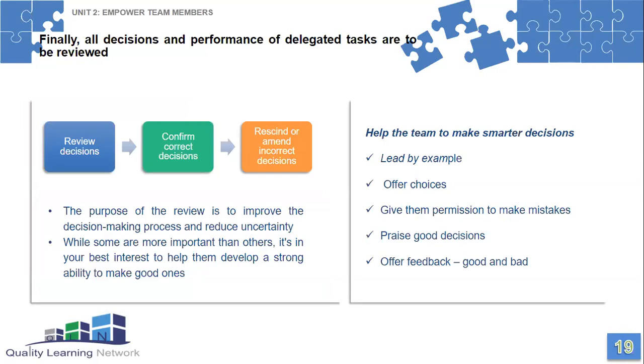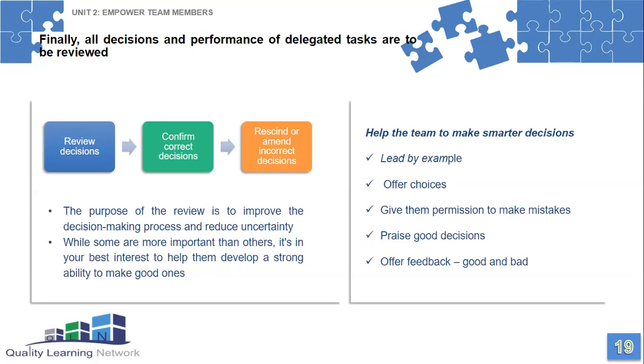Okay. So review decisions, confirm correct decisions, and then rescind or amend incorrect decisions. So it's kind of like life, right? The purpose of the review is to improve the decision-making process and really reduce uncertainty. So whilst some of the important decisions that you make are going to be at a higher level and a higher impact than others, it's in the best interest to help them develop a strong ability to make a good one. So who, I'm talking about your team.